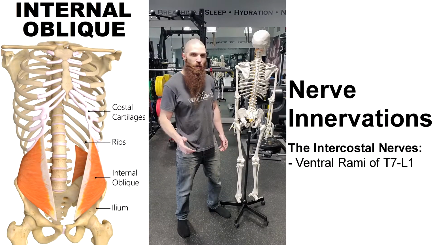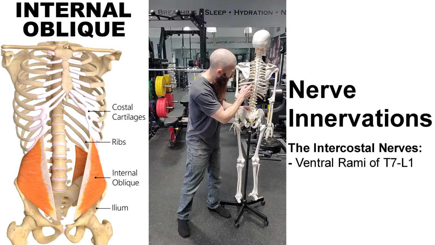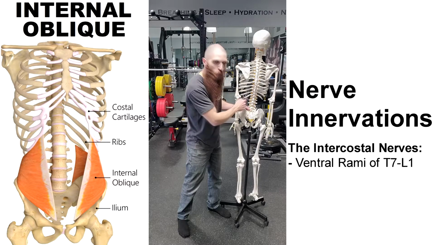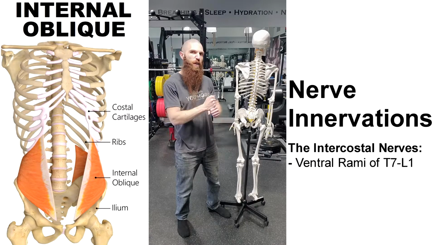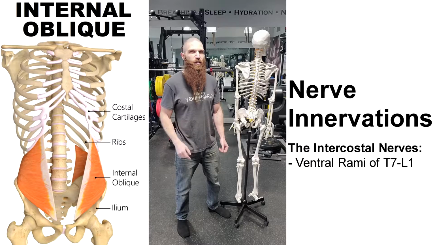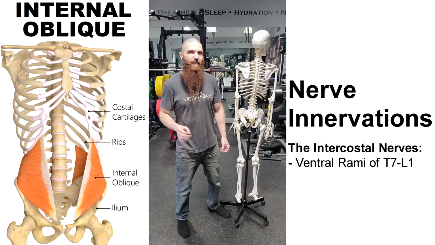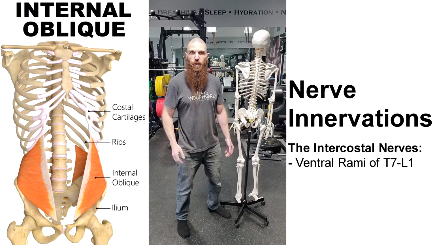The internal oblique is innervated by the intercostal nerves, and more specifically the ventral rami of your T7, T8, T9, T10, T11, T12, and L1 nerve roots. And the reason that's going to be very important is because if we have any type of damage or compression to the nerve roots in those areas, then the nerves are not going to be able to send the proper signal to the internal oblique to fire properly, and that can lead to limited blood flow and oxygen in the area. So what we can do to address that would be to do some ELDOA exercises.